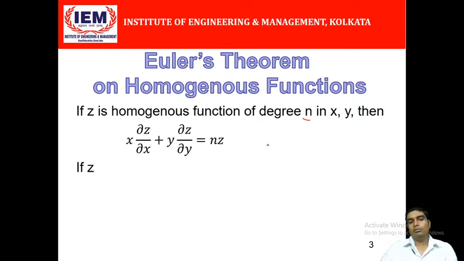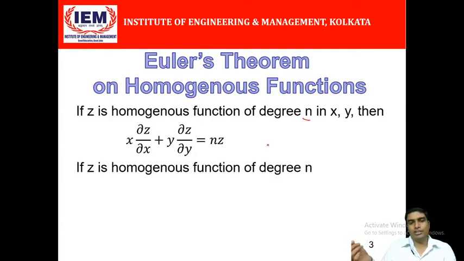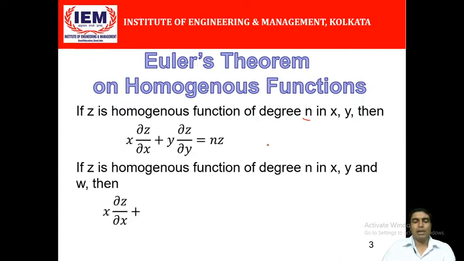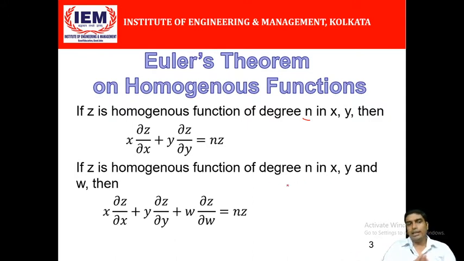Now, if I extend this for three independent variables, suppose z is a homogeneous function of degree n and x, y and w are the three independent variables, then we can say that x del z del x plus y del z del y plus w del z del w equals nz, where n is the degree of the function. Now, if I want to extend this Euler theorem to the second order partial derivative, here all the partial derivatives involve only the first order derivative, right? Del z del x, del z del y, all are first order partial derivatives.